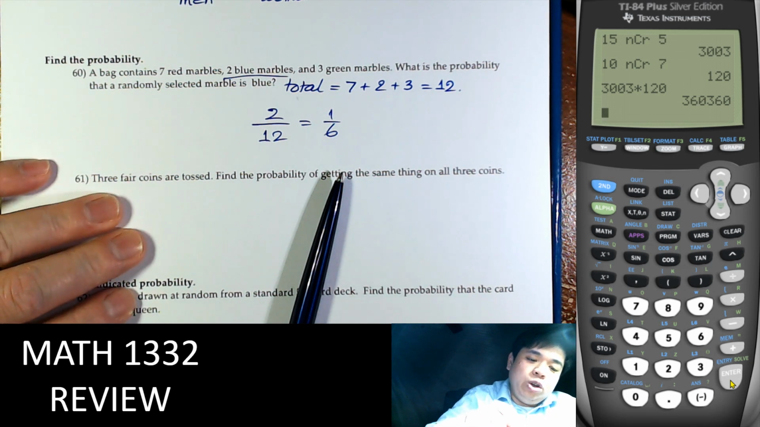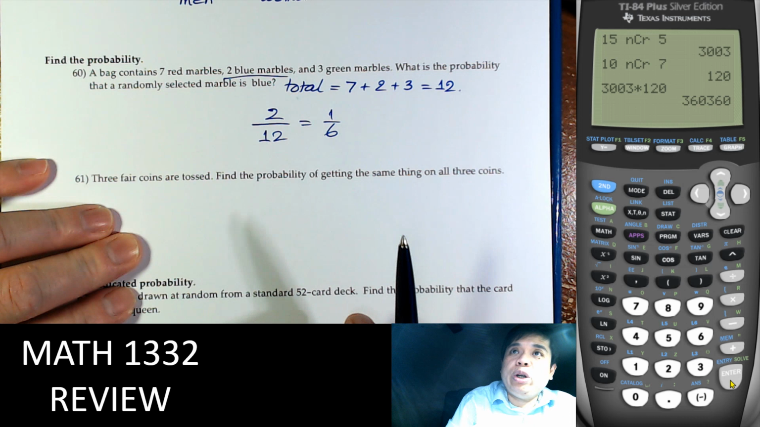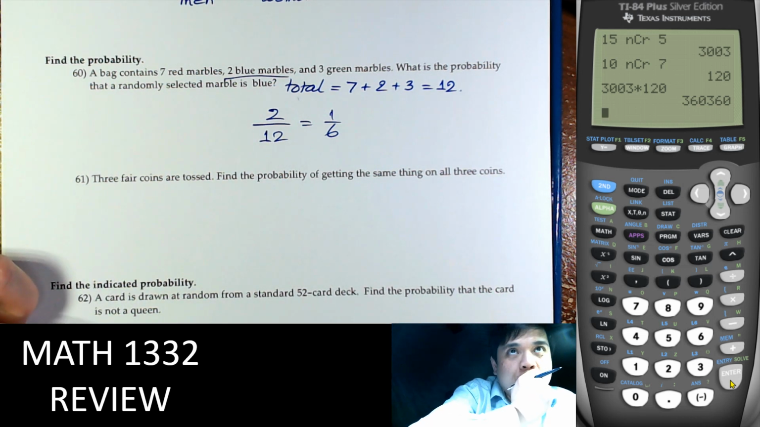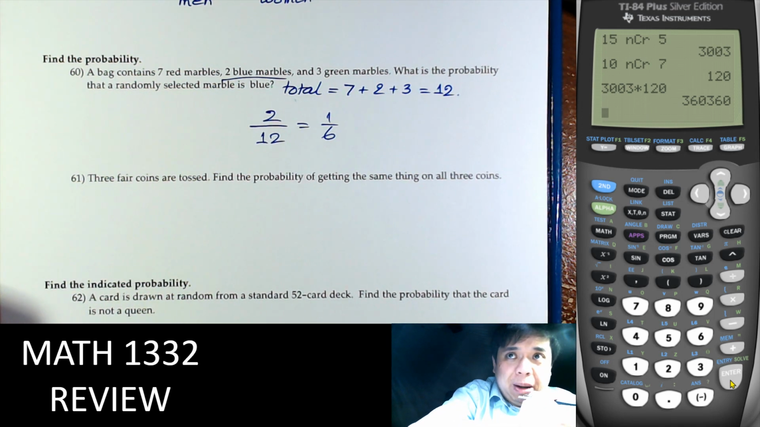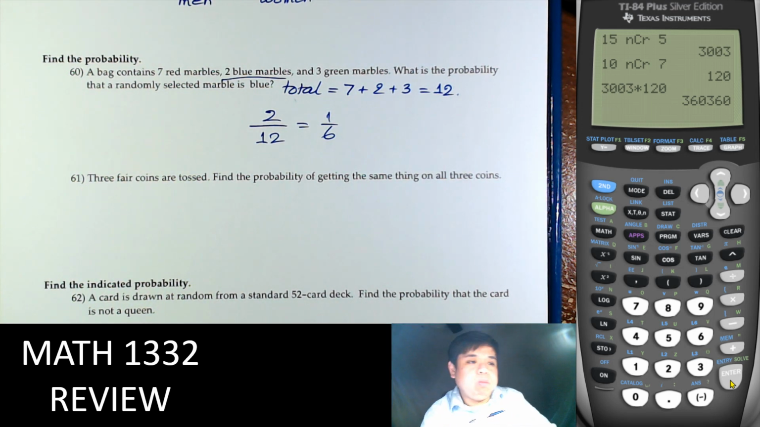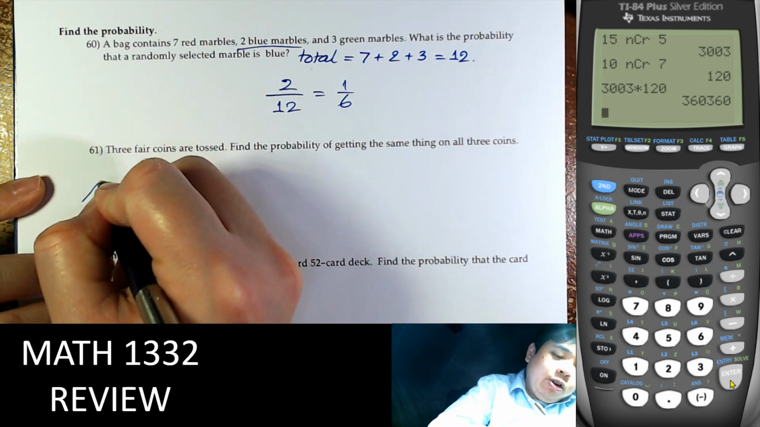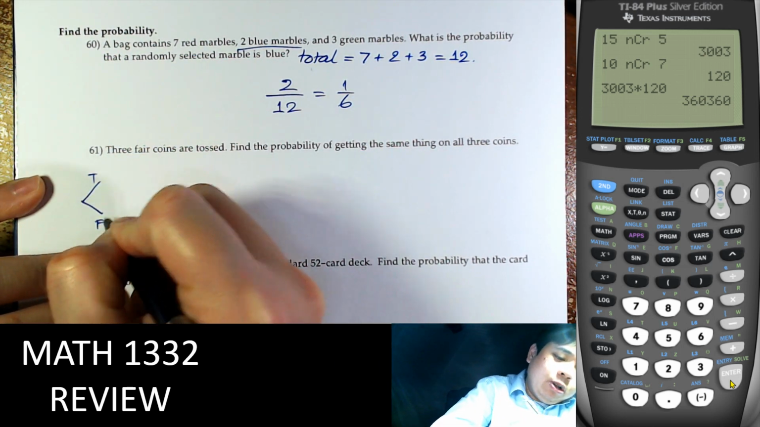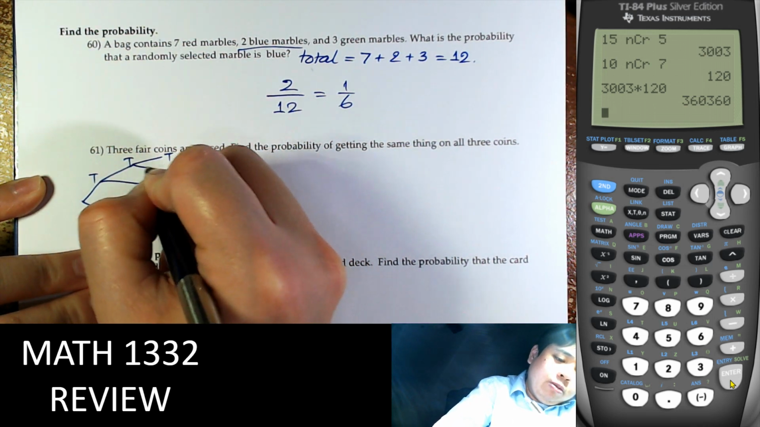Next, 3 fair coins are tossed. Find the probability of getting the same thing on all 3 coins. Right. Now, how should we think about this? How do we go about this? Remember, if we can count, we can do the probability. Right, so there are 3 coins. The first one could be true or false. And after that would be true or false. And after that, true or false.